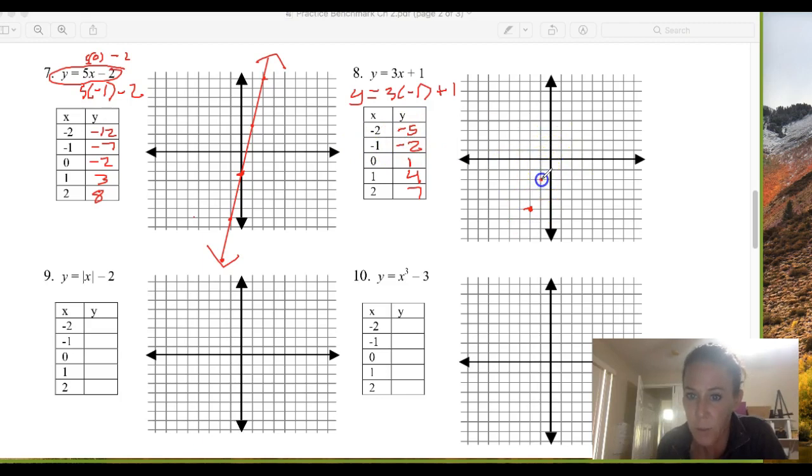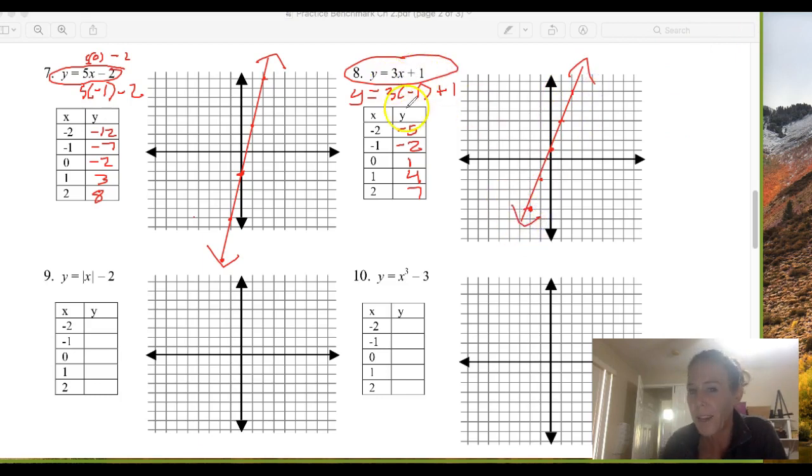-1 down 2. 0 up 1. Over 1 up 1, 2, 3, 4. And over 2 up 7. That's 4, 5, 6, 7. Okay, remember, it's this whole equation, so you should be able to graph the whole thing with the line. Even though the answer key doesn't give a line, please give a line. All right, there's your line.